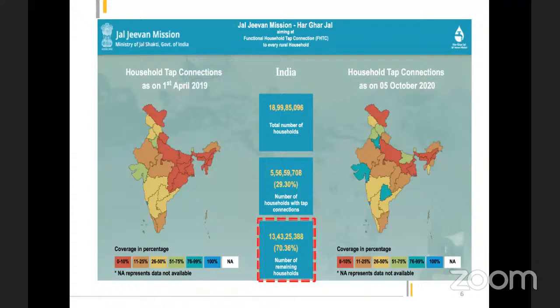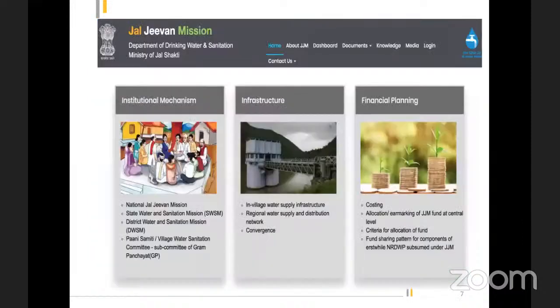In the past 1 year of this mission, several states participated actively to fulfill the goal of Jal Jeevan Mission by following the guidelines as framed by the Department of Drinking Water and Sanitation. As you can see, Goa is leading with 100% tap connection. These guidelines include institutional mechanism, infrastructural development, and financial planning.